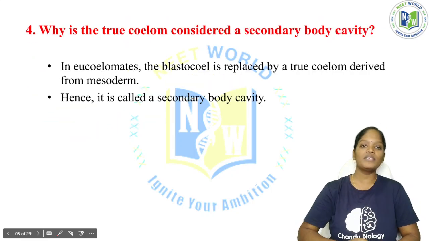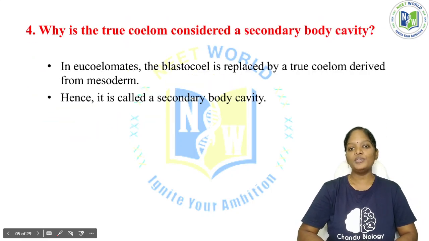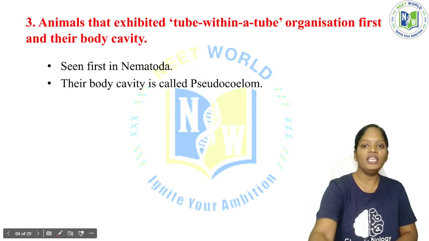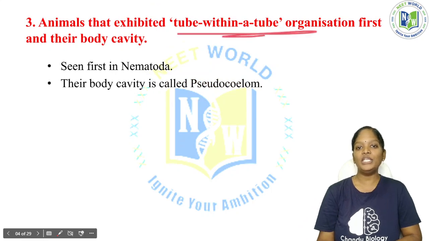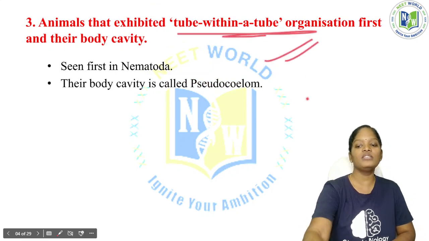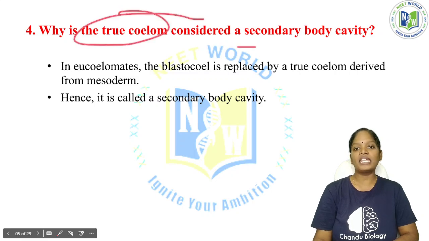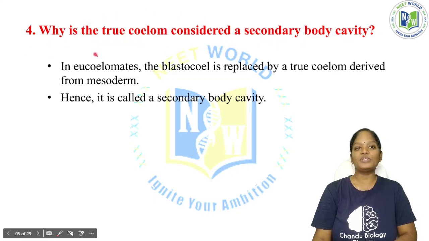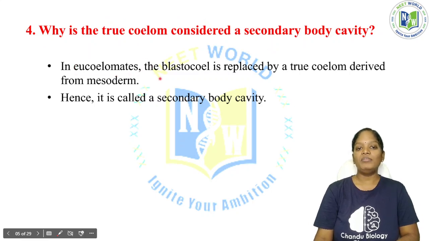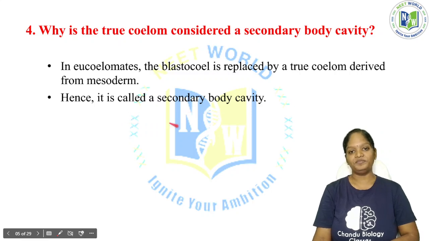The fourth question will be, why is the true coelom considered a secondary body cavity? Here, the tube within a tube organization is the pseudocoelom. But the true coelom is considered a secondary body cavity. This is the eucoelomate, which means a true body cavity. The blastocoel is replaced by a true coelom, which is derived from the mesoderm. Hence it is called a secondary body cavity.